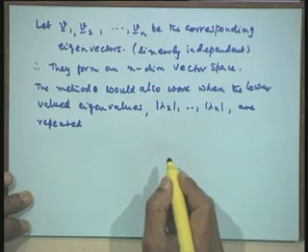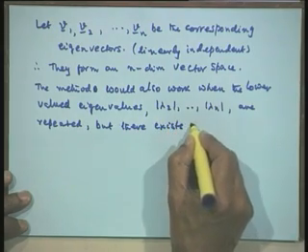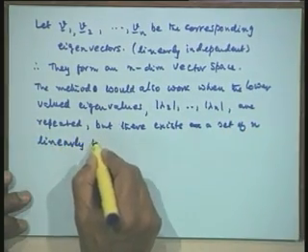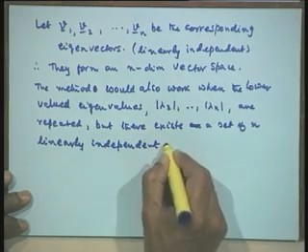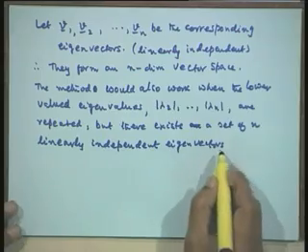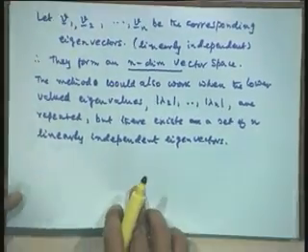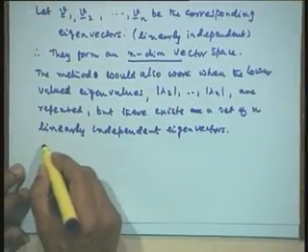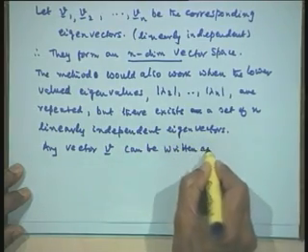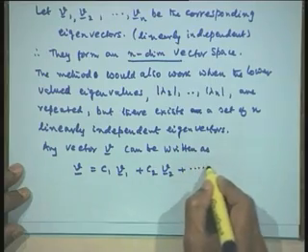But there exists a set of n linearly independent eigenvectors. The reason is that we want to form an n dimensional vector space. Now, if I take any vector in this space, I can write it as a linear combination of this. So, any vector v can be written as c1 v1 plus c2 v2 plus so on c n v n.